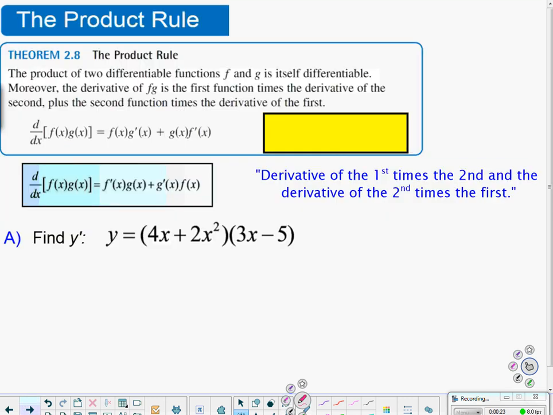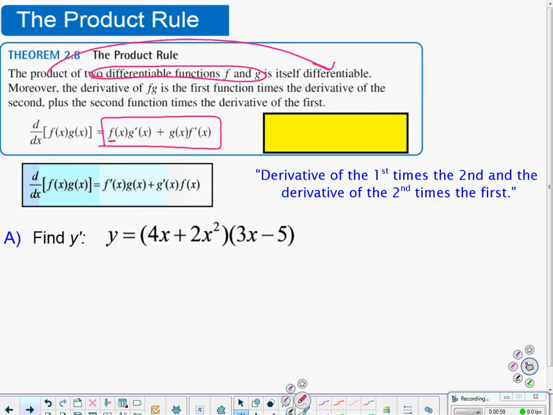Theorem 2.8, the product rule, describes what we're going to do here. The product of two differentiable functions f and g is itself differentiable. That's just saying the product is going to be differentiable if both f and g are individually differentiable. Moreover, the derivative of f times g is the first function times the derivative of the second plus the second function times the derivative of the first. So you'll see this as a representation of those words we just read in the second sentence.